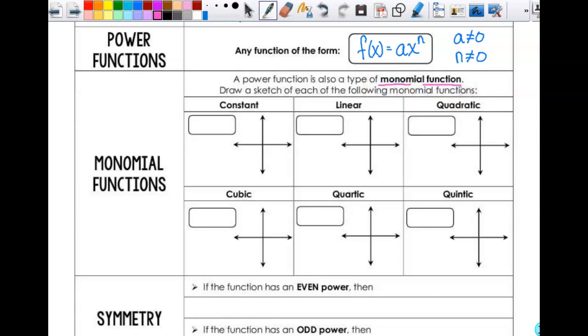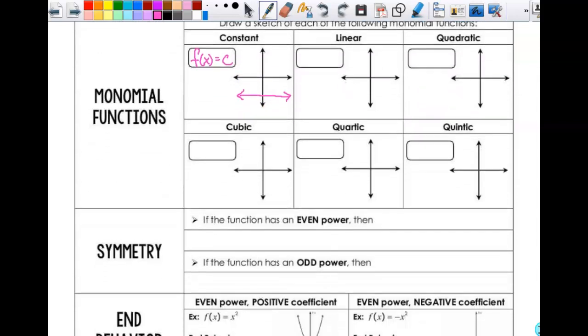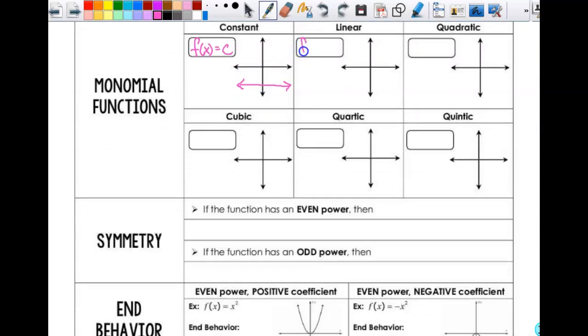We're going to draw a sketch of each of the following monomial functions, which for most of them are the parent functions we already know. Constant, this is f of x equals c, just some number. That means it's going to be a horizontal line. C could be any real number, so we'll just make it that one right there. Linear, we know that that is f of x equals x. And my parent function just looks like this.